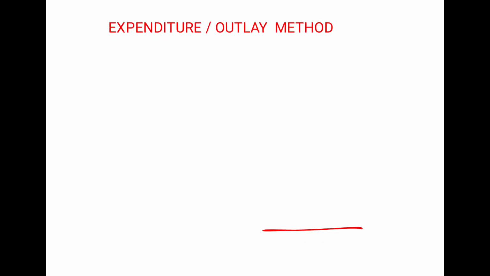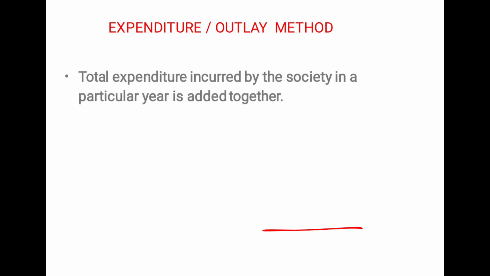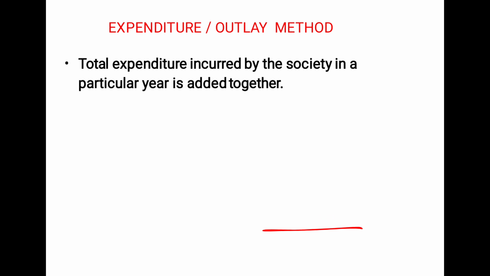Under expenditure method, it is also called as outlay method. What is income method also called as? Factor earning method. So expenditure method is also called as outlay method. So what does this expenditure method include? This expenditure method includes all the expenses done by a society in a particular year, as well as all the government expenditure done for various activities.